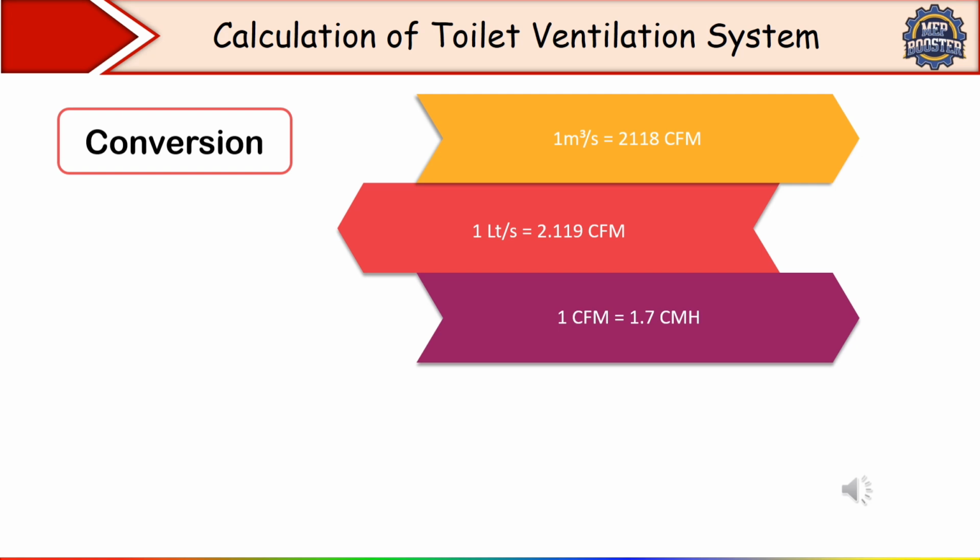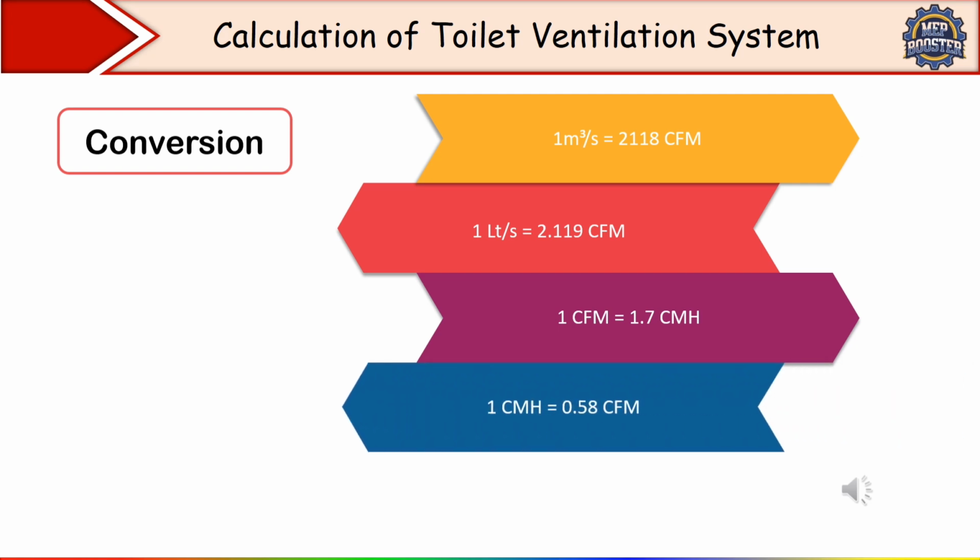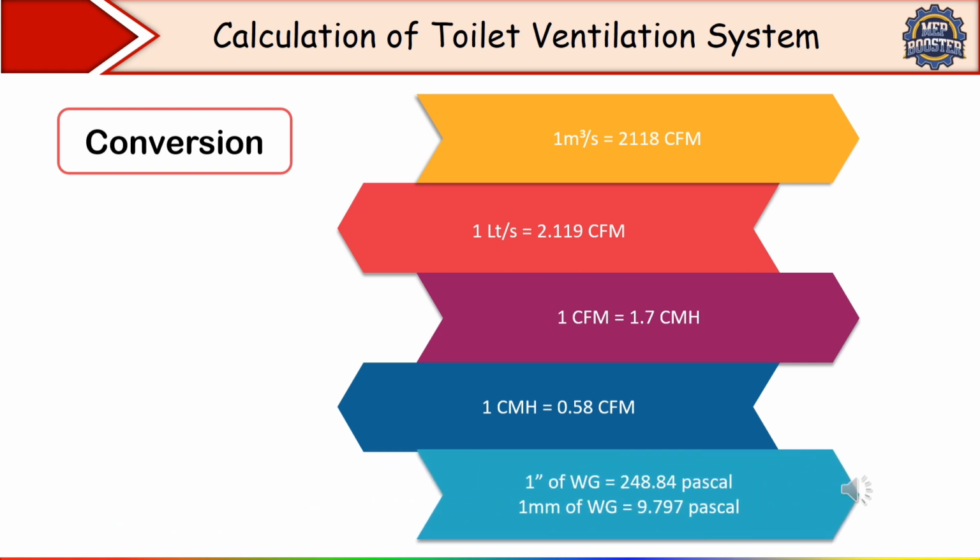Okay, remember this formula is very important. Now the next: 1 cmh is equal to how many cfm? 0.58 cfm. And 1 inch of water gauge is equal to 248.84 pascal, or 1 mm of water gauge is equal to 9.797 pascal. Okay, all of you try to memorize all these conversions, it is very important.